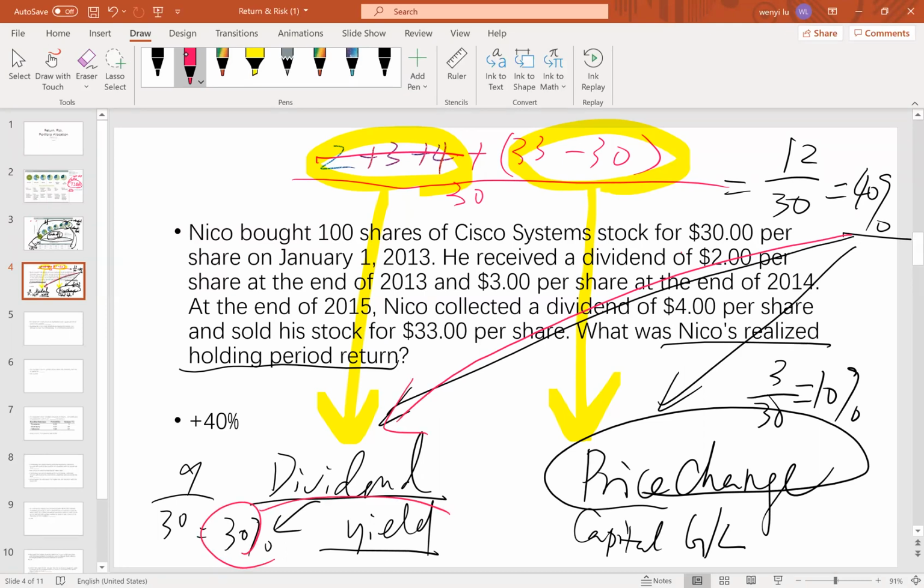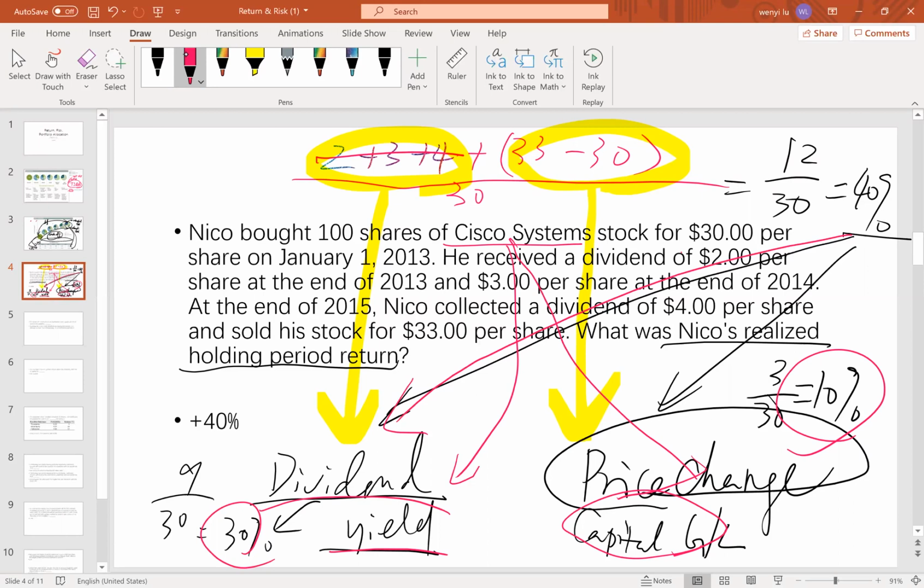30% from dividend yield, 10% from what? Capital gain, right? And you can see this stock, Cisco stock, has a smaller dividend yield than capital gain. Why can this happen? Because for a matured company, they don't have too much chance to grow fast. Like the IT companies, they grow fast, but they don't have what? Too much dividend.